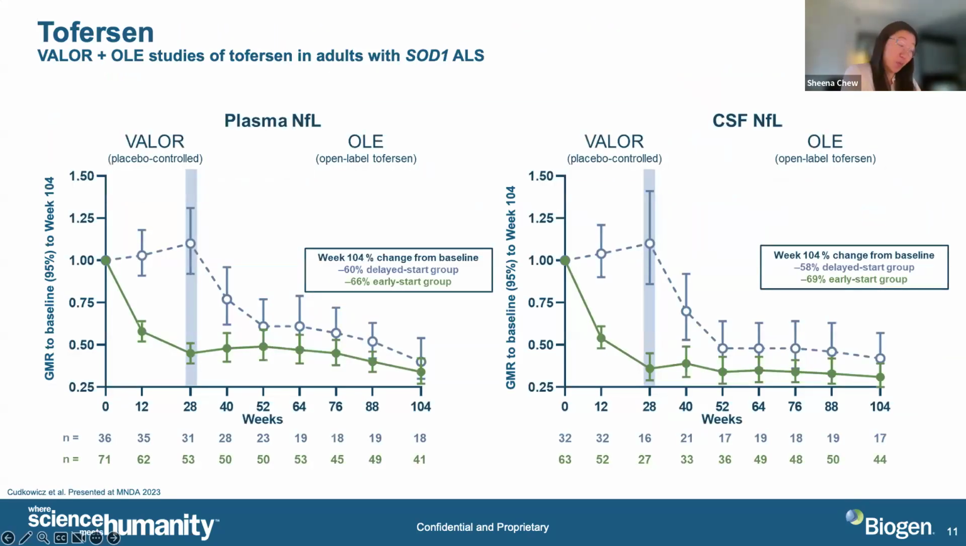This is the data we're all most familiar with, from the tofersen development program for SOD1 ALS. In the VALOR phase 3 study of tofersen for SOD1 ALS, we see that treatment with 100 milligrams of tofersen robustly reduced neurofilament levels in both the blood on the left and the CSF on the right over the 6-month placebo-controlled study. That was about a 60% reduction from baseline, shown in green. The folks who were on placebo originally and received tofersen in the open label extension showed a similar magnitude of neurofilament reduction over a similar time frame. We took this as evidence of reduction of neurodegeneration.